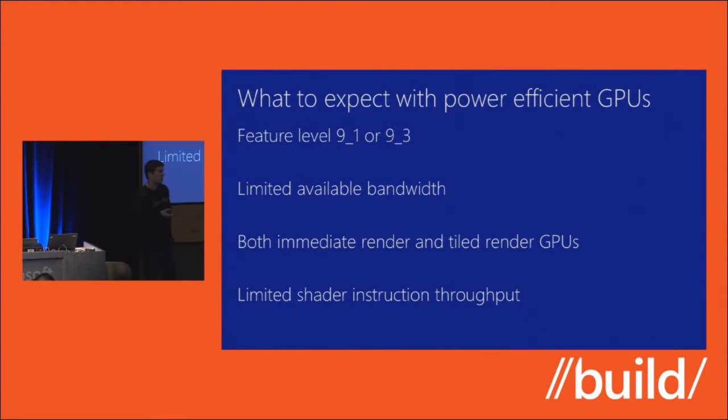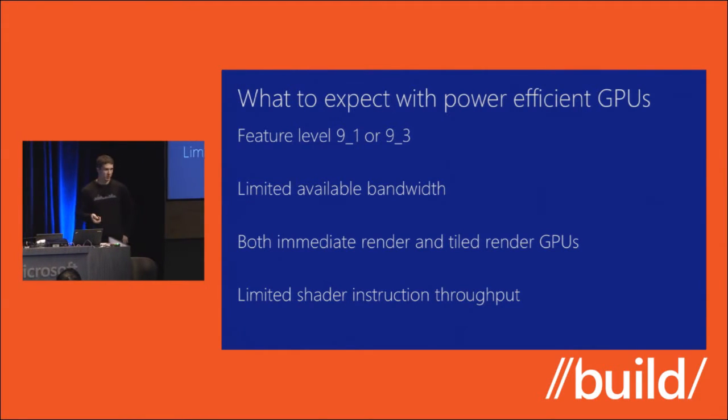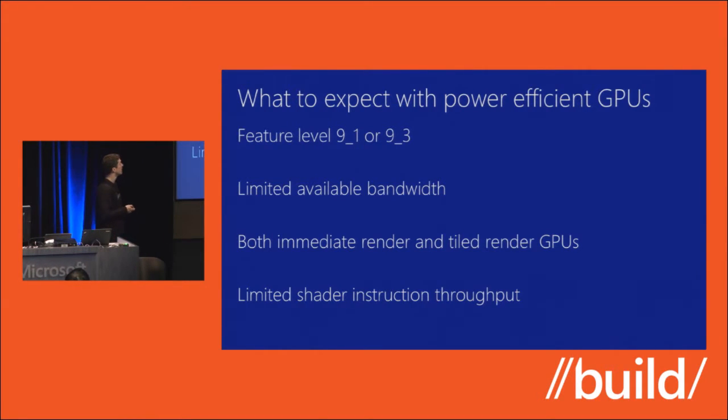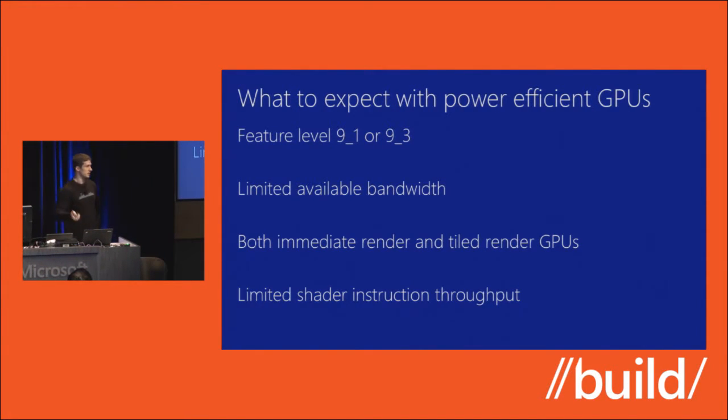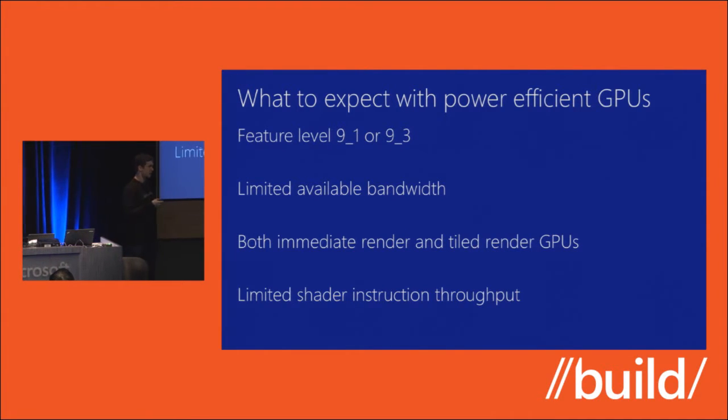They're typically feature level 9.1 or 9.3. They have smaller compute engines, fewer features. They have limited available bandwidth compared to what you're used to on, say, x86 desktop machines. They have more rendering strategies than we've seen on desktop in a while. They have immediate render and tiled render GPUs. They've both been available on Windows before, but more than ever, we're going to see more tiled renders on the Windows RT platform, and it's important to know how to optimize for each one.